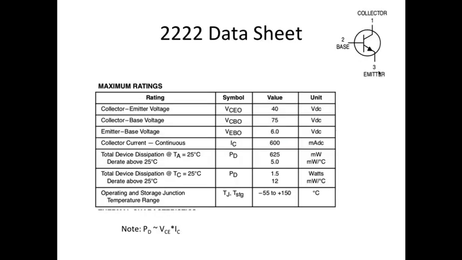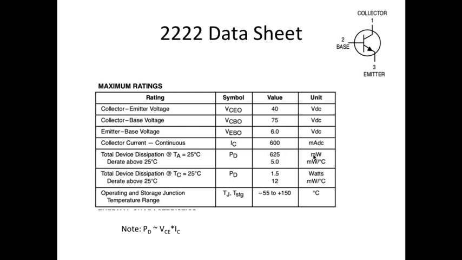So let's look at the data sheet for the 2222 for a minute. These are the maximum ratings. You notice that VCE is 40 volts, VCB is a maximum of 75, but VEB, the emitter-base junction, is only 6. So this base-emitter junction kind of drives the train, and it's the most sensitive of them. Also notice that without an external heat sink, this thing can only handle 625 milliwatts.